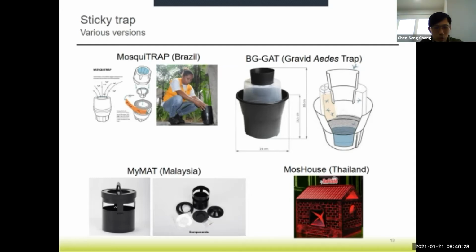Like Brazil has the mosquito trap, a very similar setup as well, using water as well as a sticky lining inside. And BG, the same company that makes the BG-Sentinel trap, has also developed what they call the Gravid Aedes Trap. It's very interesting because they started off as a lethal trap where, within the device itself, they initially started off with just spraying insecticide, but now they have decided to use the sticky paper instead. And of course, Malaysia and Thailand have their own version as well.